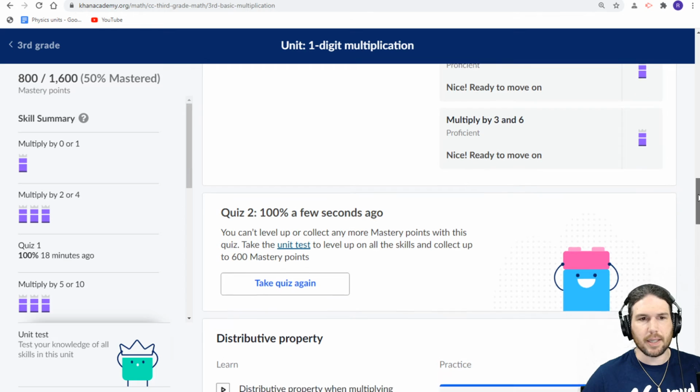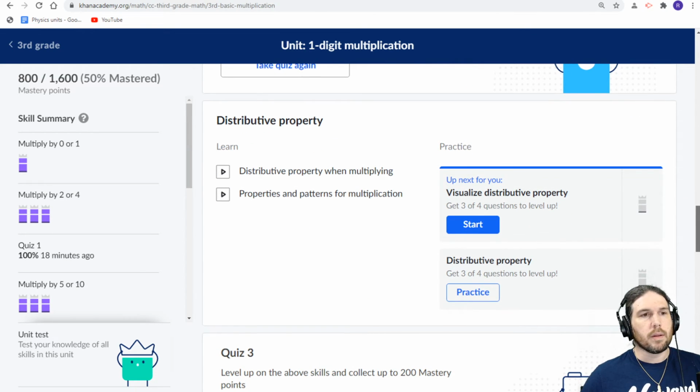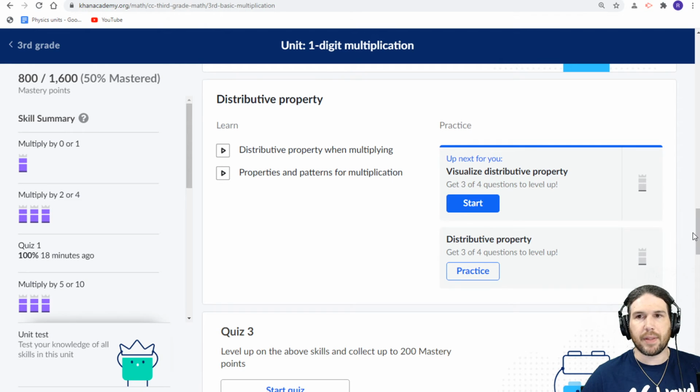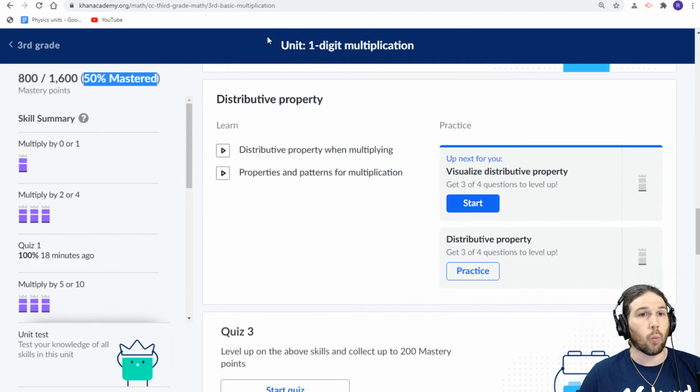Fantastic. Now, the distributive property is something that I think I'm really going to need my whiteboard for. Thankfully, I have quite a few videos already in the pipe for my YouTube channel. So I think what I'm going to do is leave us at 50% mastered here on multiplication, one-digit multiplication. That's the unit that we're in. We're at 50%. I think I'm going to leave it there.